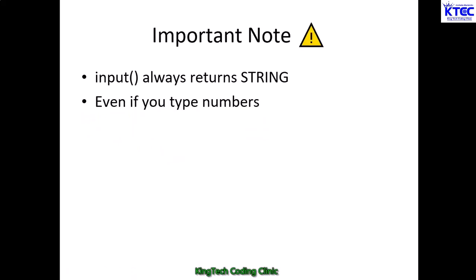Important note: input always returns a string, even if you type numbers. So the input the user gives you always returns a string. Unless you decide that you don't want it to return a string, then you would have to modify it to change the value you want to receive from the user to work with. But generally, input returns a string.